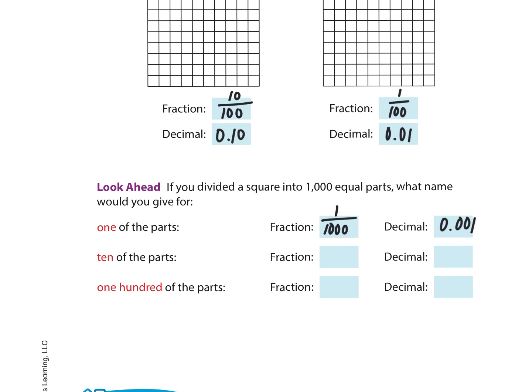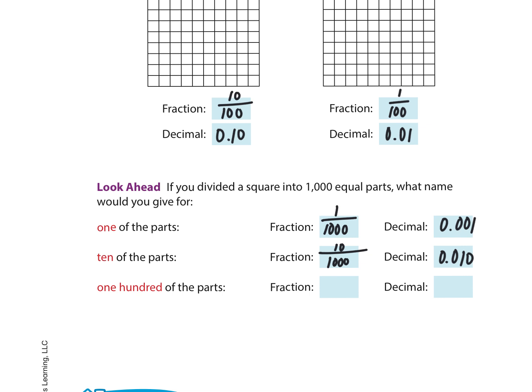10 of those 1,000 parts would be 10 over 1,000. But what would go here? How would I show 10 thousandths? Close. What do you think, Caden? 0.010. Yes. 0.010. That's 10 thousandths.